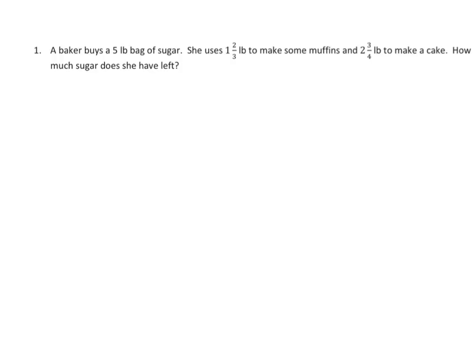All right, so we have a baker buys a 5-pound bag of sugar. She uses 1 2/3 pounds to make some muffins and 2 3/4 pounds to make a cake. How much sugar does she have left? This should look and sound very familiar. We've done many word problems very similar to this. So we'll set up the tape diagram.